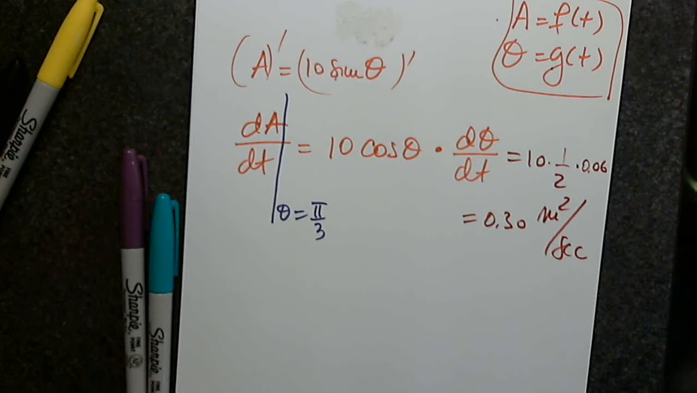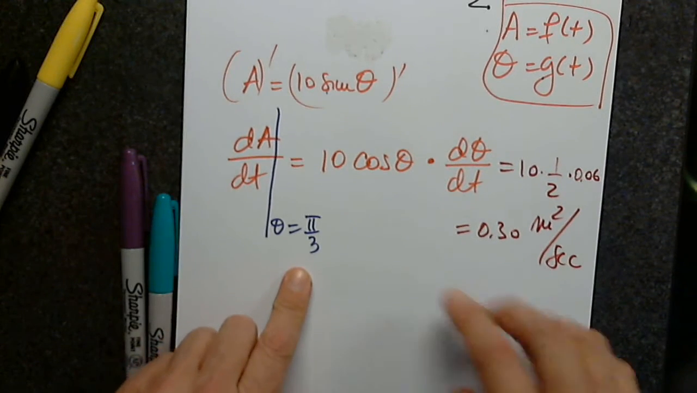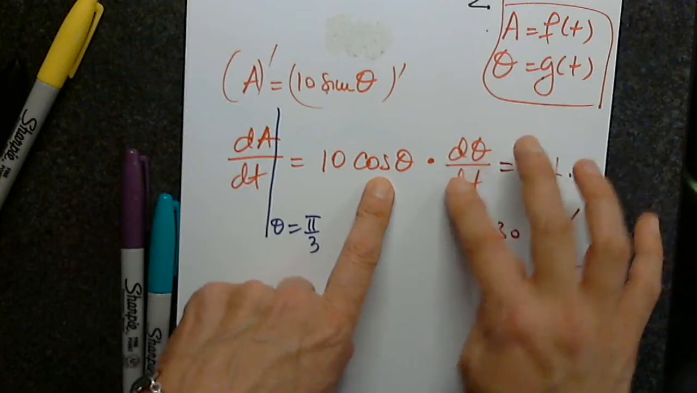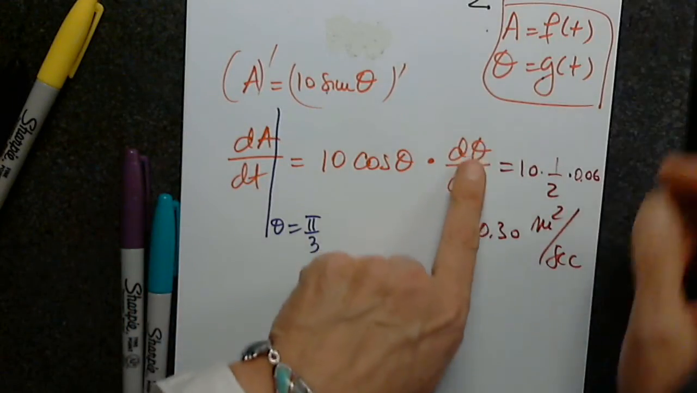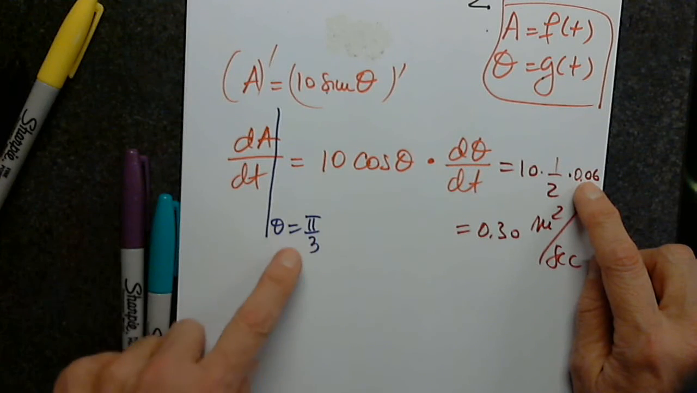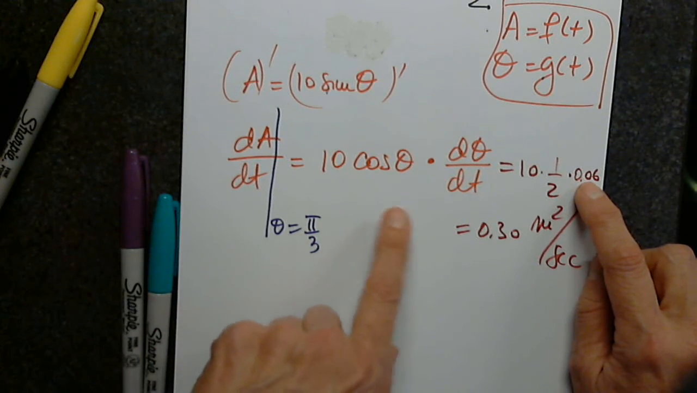So you just put the pi over 3 back in the cosine. Yes, theta, only here. Because this is given to us, it's fixed. It's 0.06 radians per second. I replace this by 0.06. The 10 is 10. And when I plug in cosine pi over 3, I get 1/2.